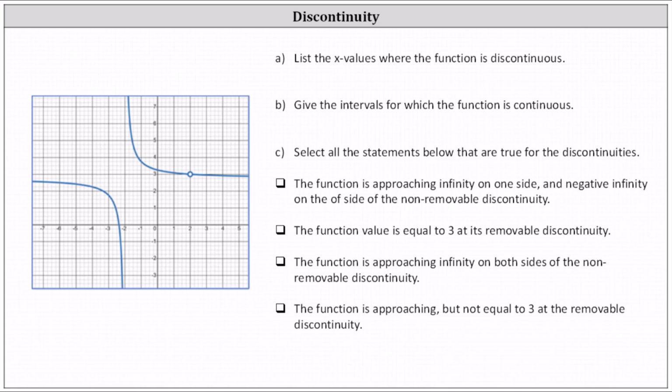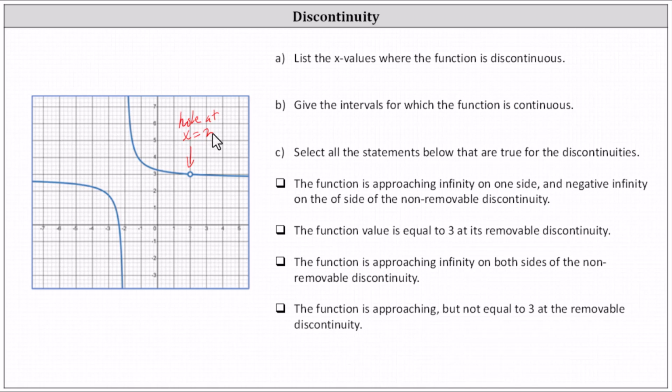Using the graph, part A, we're asked to list the x values for which the function is discontinuous. Analyzing the graph, notice there's a hole in the graph at x equals 2, which makes this point of discontinuity removable. Recall that removable discontinuity is when we can make the function continuous at that point by redefining the function value, in this case, f of 2.